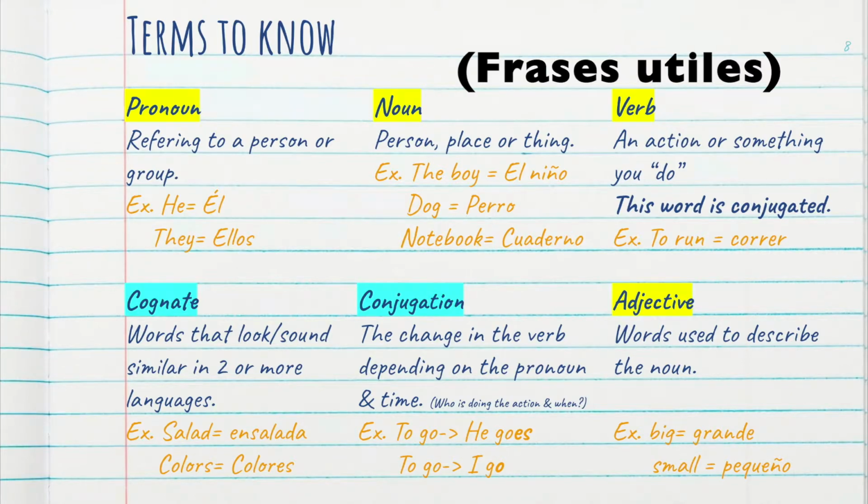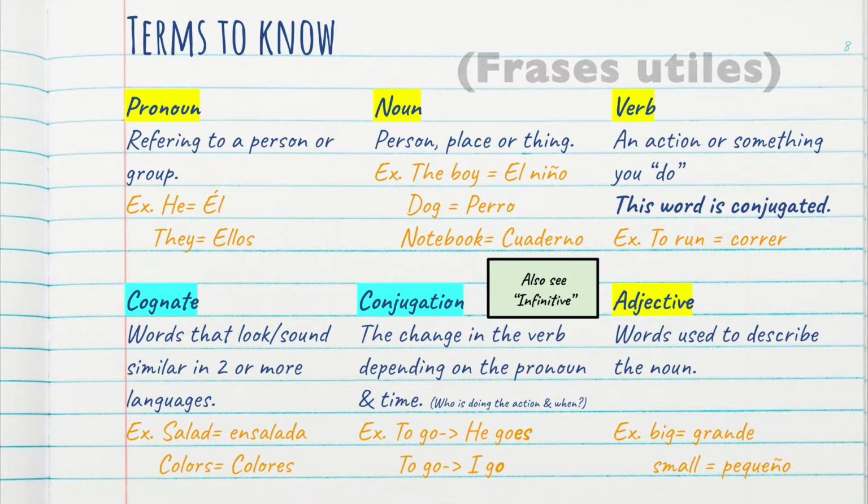There is another one related to conjugation, which I'll just bring up for you to know for the future. It is the word infinitive. We won't focus on this one this time around, but just know that the infinitive is when a verb is not conjugated. It is in its root state, so it is going to end in AR, ER, or IR. And I'll talk more about that in another lesson. All right, now that you have the terms ready to go, let's start.